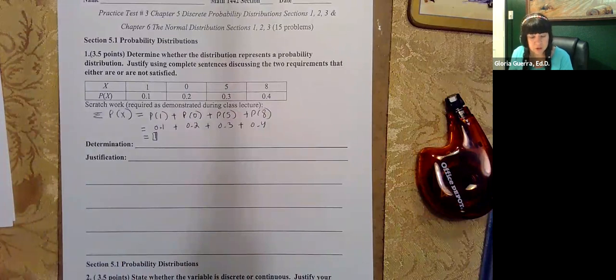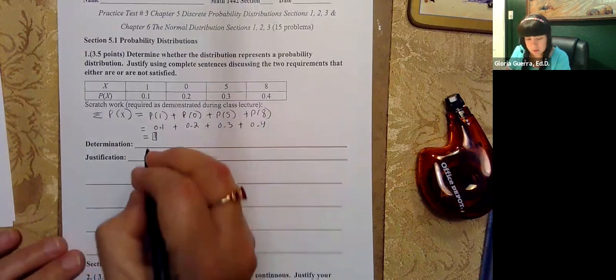On the justification, you want to speak to that. You want to say something like, the sum of the probabilities of all the events in the sample space equal 1, as shown in the scratch work above. Okay, so I'm going to write that down.